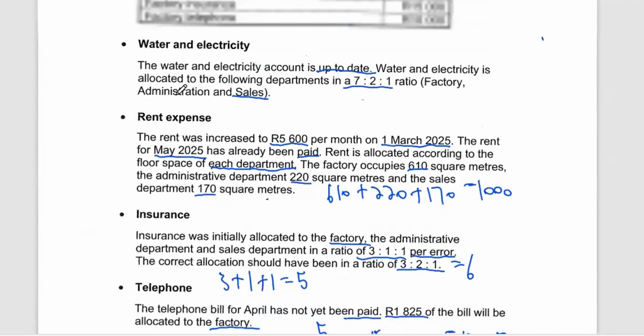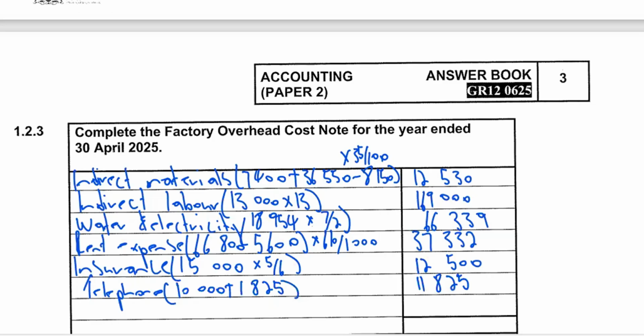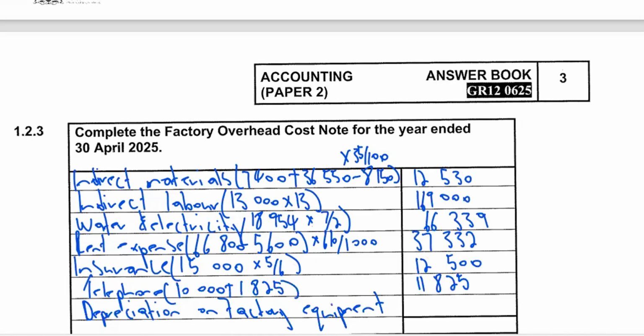So now we are done with the transaction. Let's check what we haven't recorded. We haven't recorded our depreciation. So we haven't recorded our depreciation on our factory equipment. So our depreciation on factory equipment, it's 28,690.